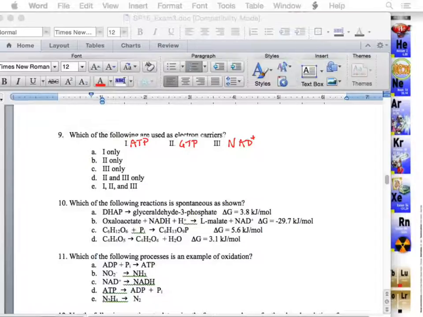Which of the following reactions is spontaneous? What does spontaneous mean? Negative G. Delta G must be negative. Delta G is less than 0. So any of them that are negative, B, there we go. Spontaneous. Woohoo.